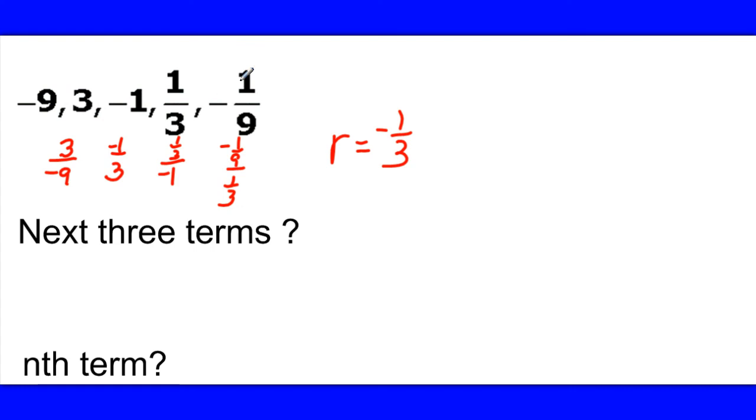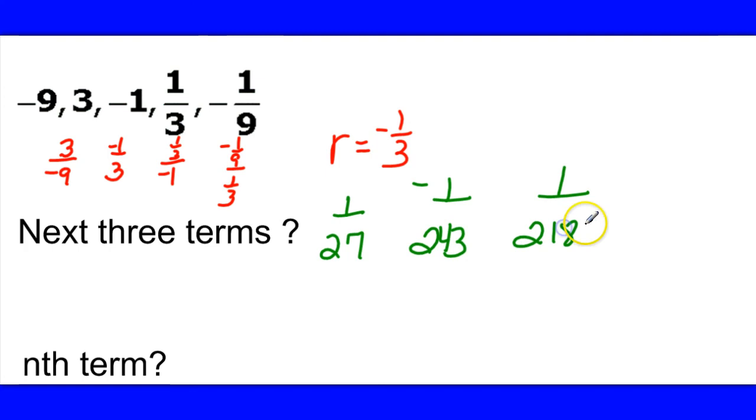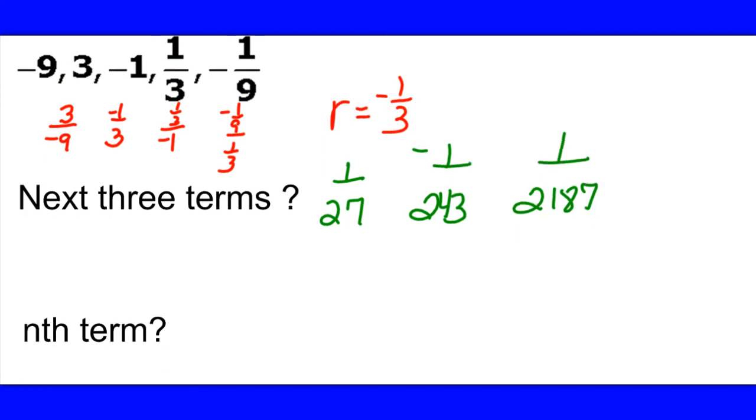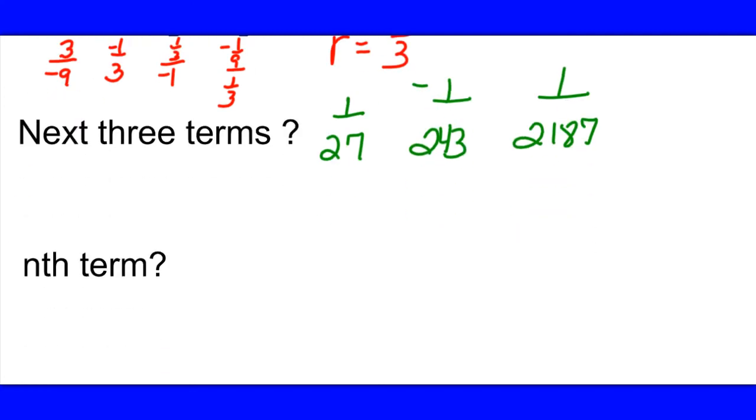Okay? Now, to find the next 3 terms in the sequence, I'm going to just continue to multiply by negative 1/3 each time. So when I take negative 1/9 times negative 1/3, I get positive 1/27. Then my next term is going to be negative 1/81, and the next term is going to be positive 1/243.